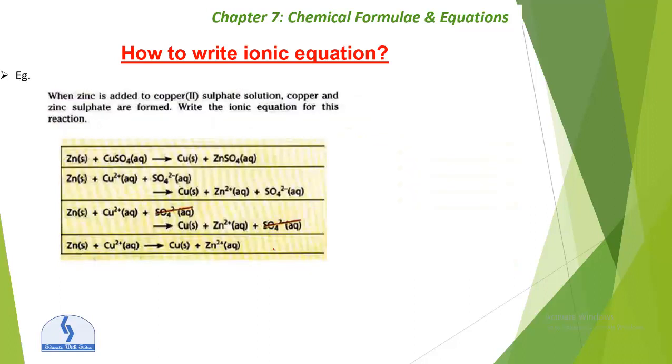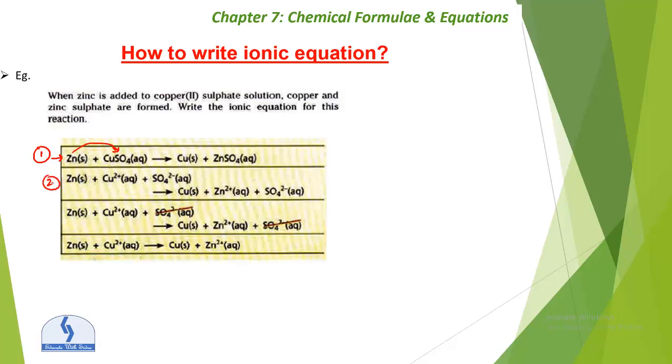So let's move on to another example. When zinc is added to copper sulfate solution, copper and zinc sulfate are formed. So we write the balanced chemical equation. This is the first step. Zinc reacts with copper sulfate. It will give zinc sulfate and copper separately. Copper is a solid and zinc sulfate is in aqueous form. The physical state matters a lot, so you have to memorize what ions are soluble in water.